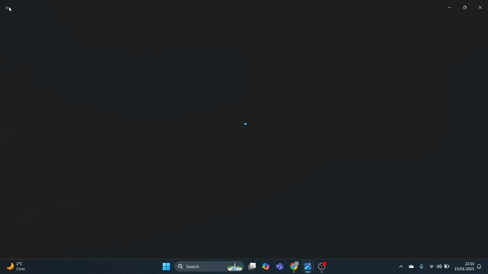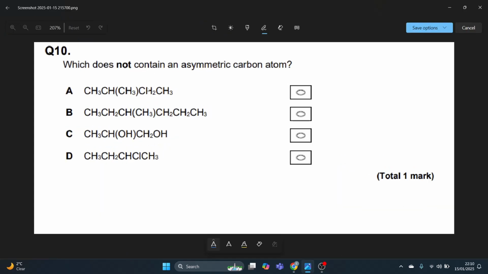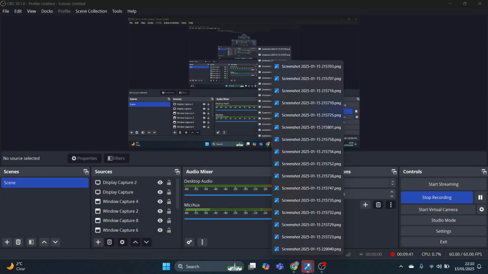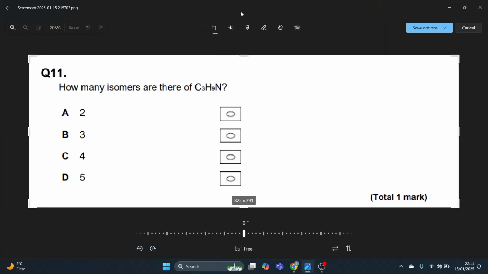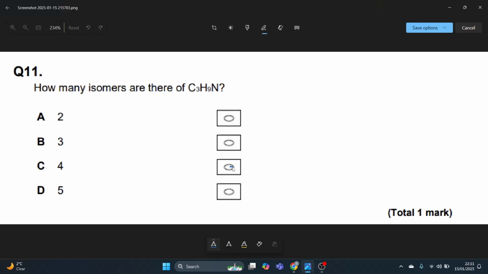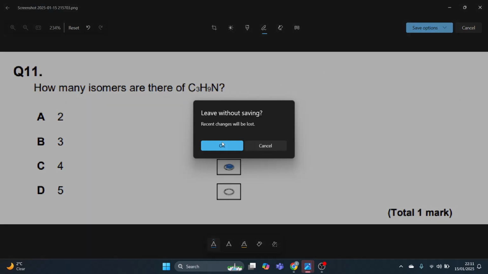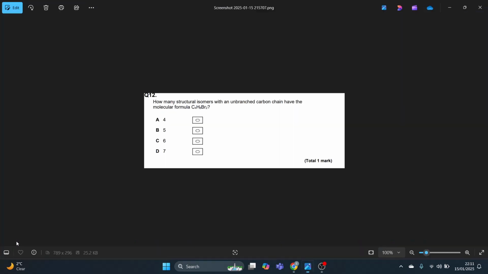Question 10. Which does not contain an asymmetric carbon atom? Answer is going to be A. I'm probably going to have to rush through these now. How many isomers of C3H9N? Just draw all the isomers and you should find out that there are 4 isomers of C3H9N. There we go, now it's back to normal, but you can just flick through like that.